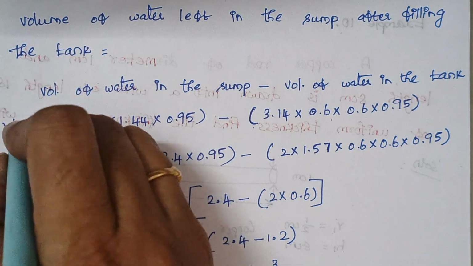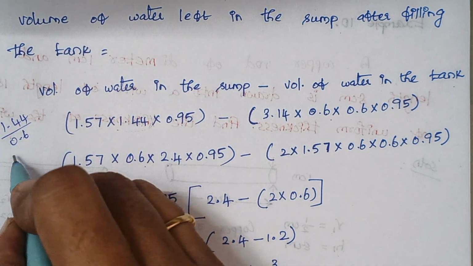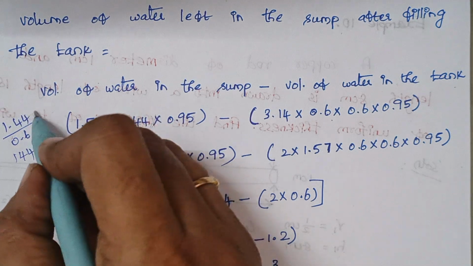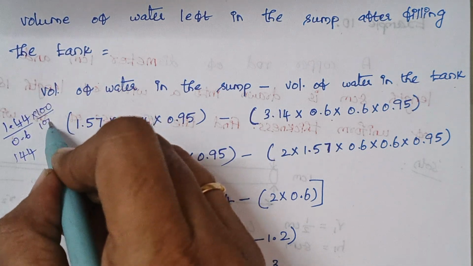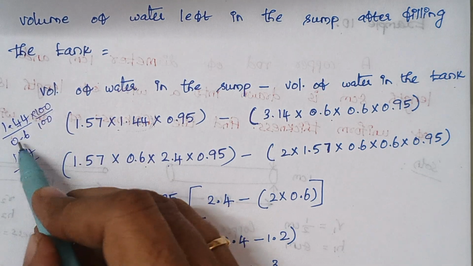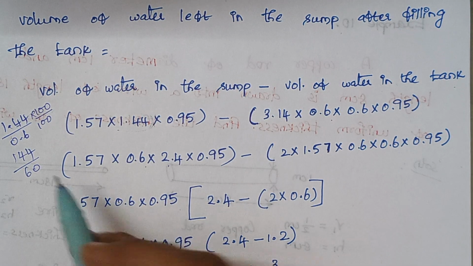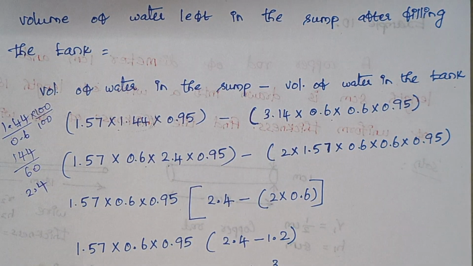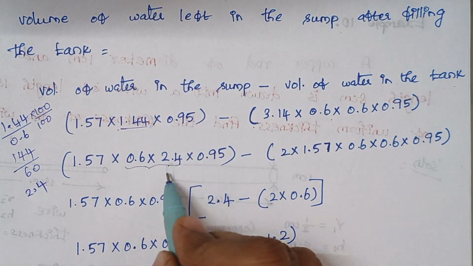You see, 1.44 divided by 0.6. Just remove the decimal point. So here it becomes 144. I know you people know how to remove the decimal points. After this dot I have 2 digits, so multiply by 100 and again divide by 100. So 1.44 becomes 144, and 0.6 multiplied by 100 becomes 60. Once you simplify, you end up with the answer 2.4. So this 1.44 is written as 0.6 times 2.4.